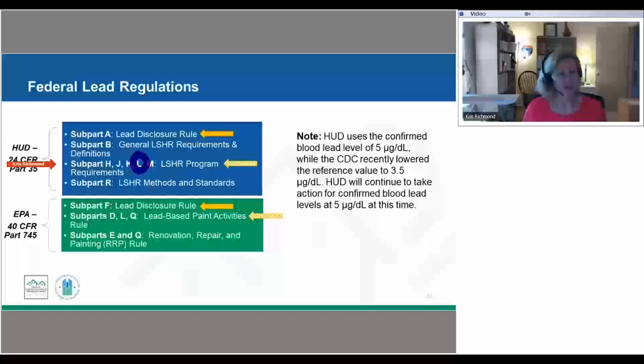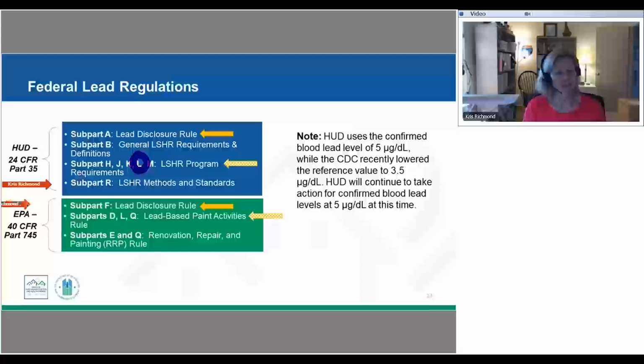And then we have our Subpart R. This is our lead safe housing rule methods and standards. So this is the how. How are you going to do evaluation? How are you going to do hazard reduction? Who does it have to be carried out by?